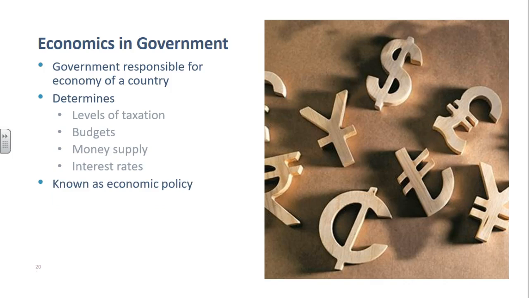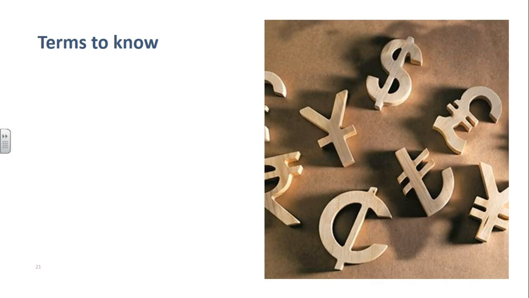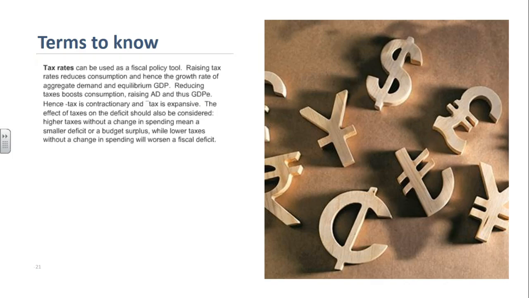So in class, when I ask you what four factors determine economic policy, you're going to be able to tell me levels of taxation, budgets, money supply, and the interest rate. So some terms to know. I'm going to pop a bunch up on the screen right here. My recommendation is as they come up, pause the video, write down these definitions, and then resume the video because they're important. You're going to need to know these for the test, okay?